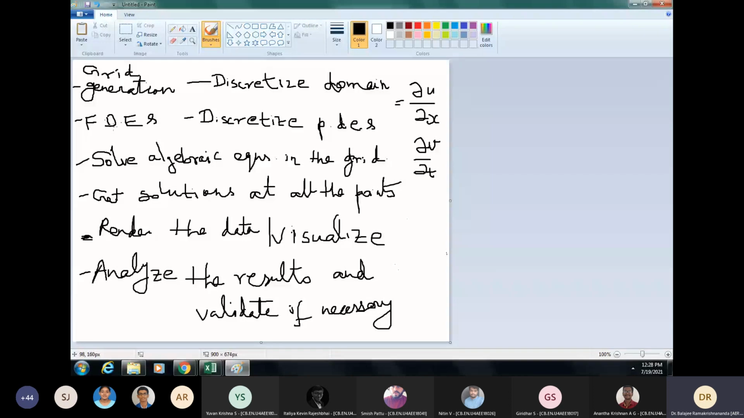This FDE itself, there will be error when you do like this. We acknowledge that there is an error. These FDEs again are solved not continuously, but they are solved in the discretized domain. So there is a discretization error. Okay? When you want to approximate a circle by a series of straight lines, you commit an error, right? Right or wrong? Abhishek.